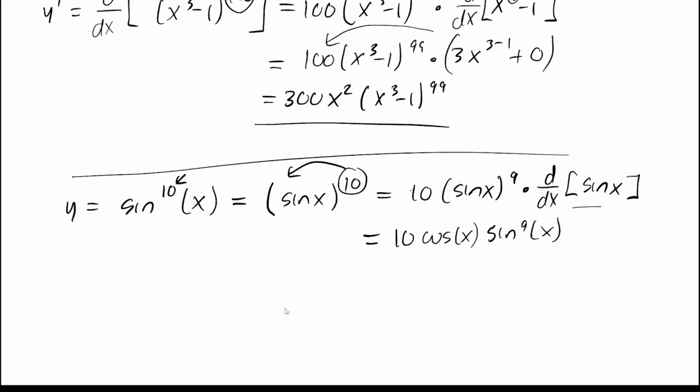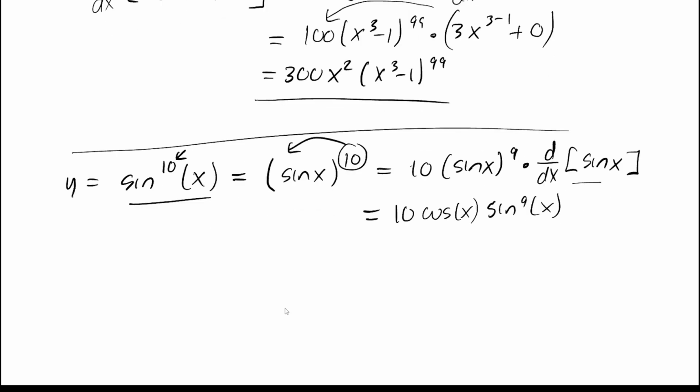Okay. I'm just going to go ahead and write this back, kind of like we wrote it originally. Bring the 9 back down. And so our final answer is 10 cos x times sine of x to the 9th power. Okay. Or sine to the 9th of x. Either way you want to write that. And so you get something like this.